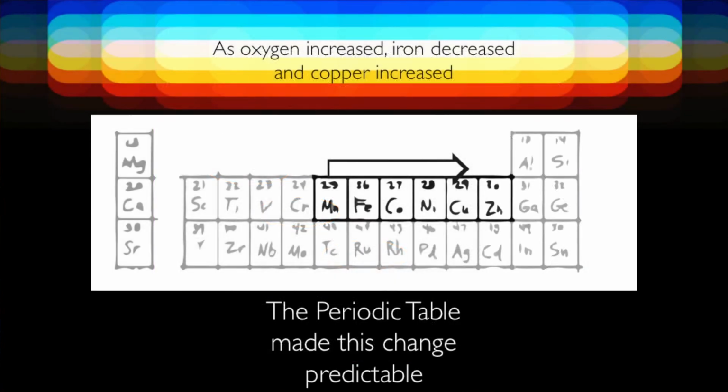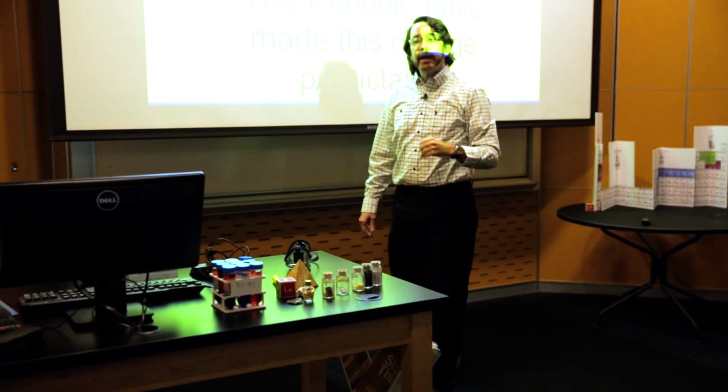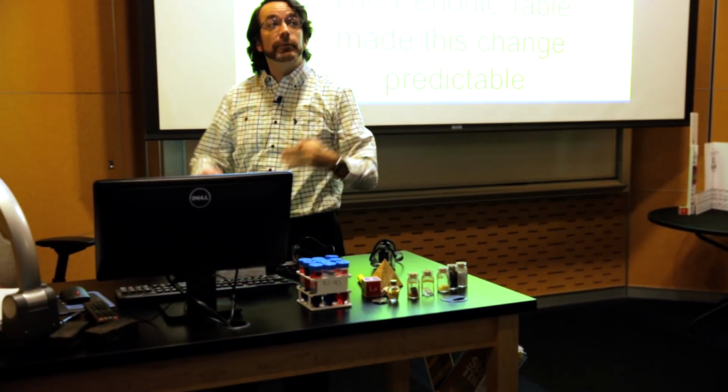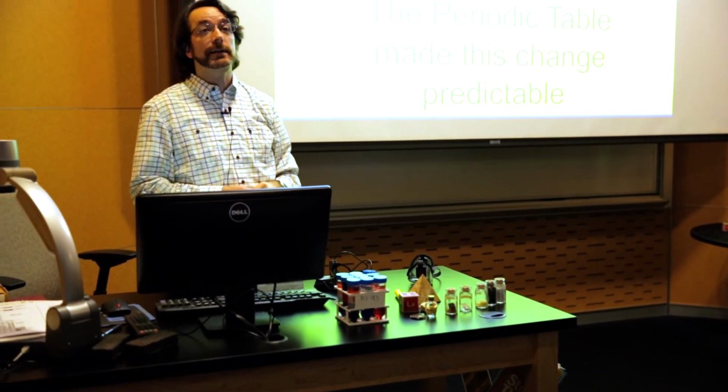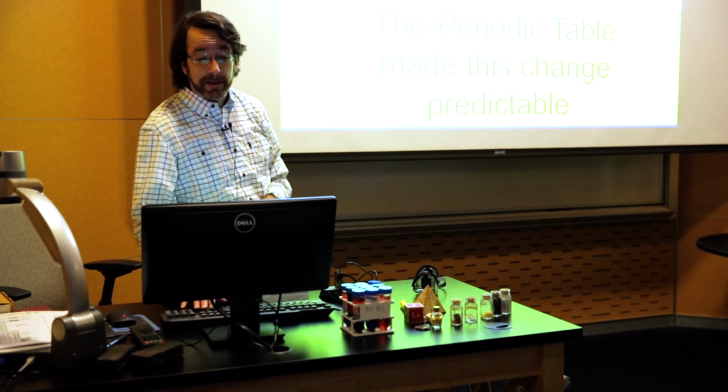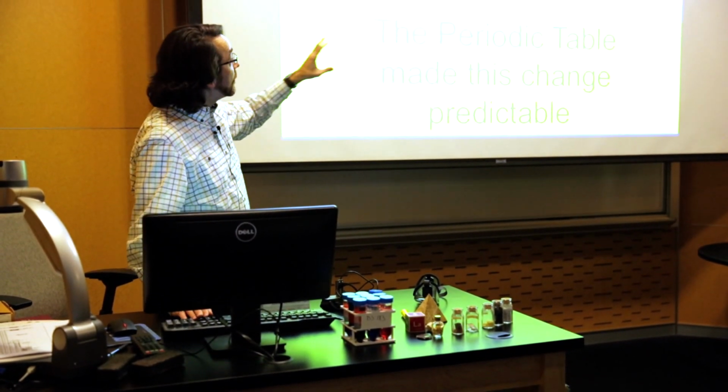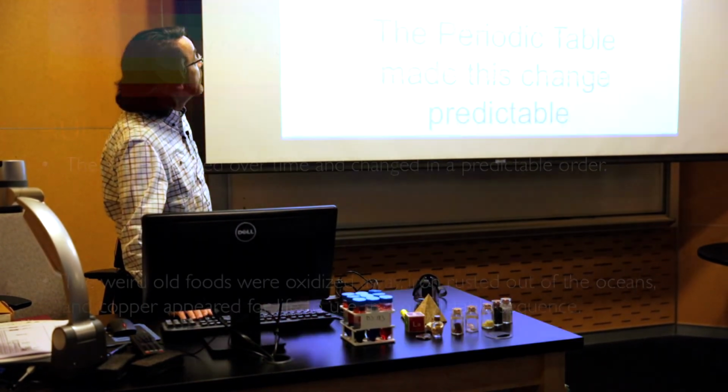And you can represent this on the periodic table. You can draw on yours if you want. If you just draw an arrow from iron to copper, this is what happened over time. Iron, cobalt, and nickel especially disappeared. Copper and zinc appeared. And this has to do with their reactivities with oxygen, which have to do with their exact place on the periodic table. So it all comes back to that. This is predictable from their redox potentials.